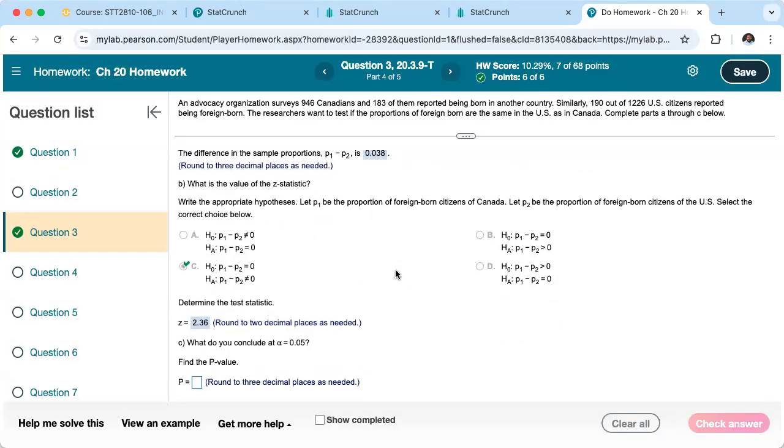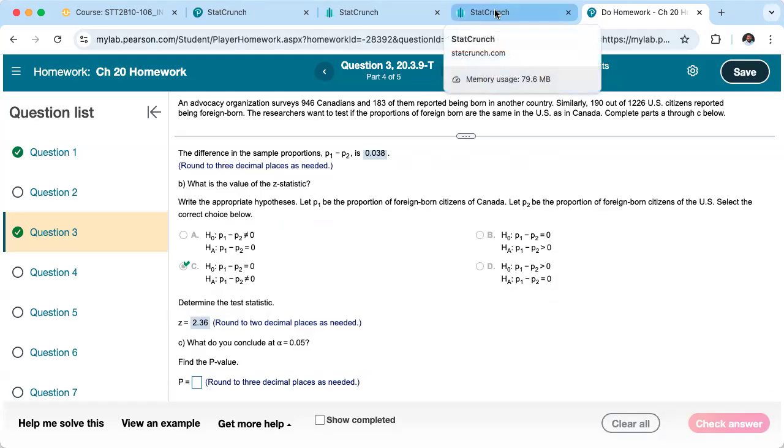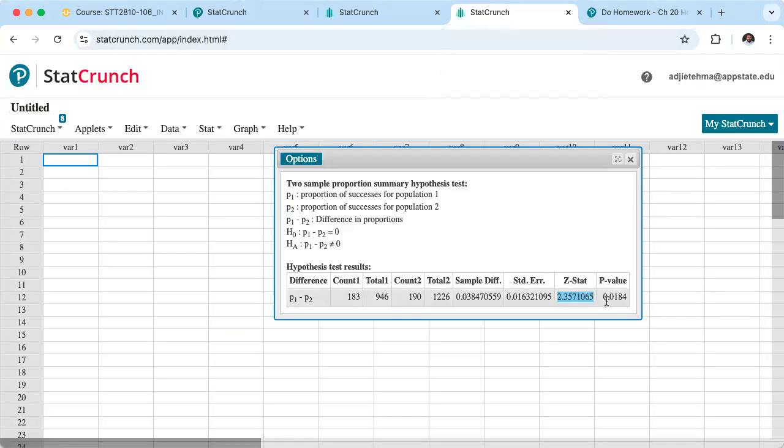The next one says that we should find the p-value. If you input your hypothesis correctly, you should have the p-value. The p-value I have here is 0.0184. You can see the p-value is here.